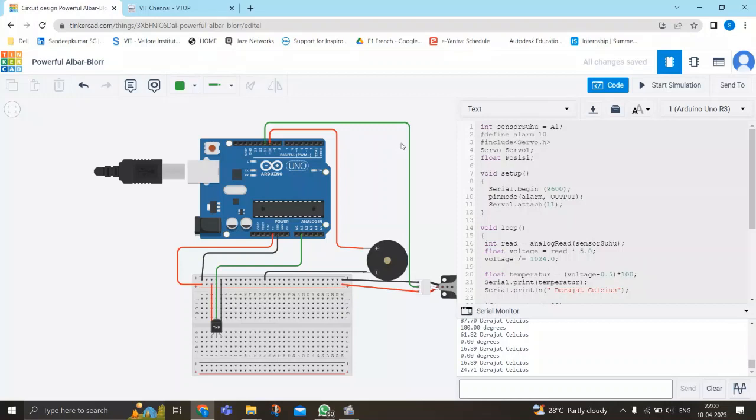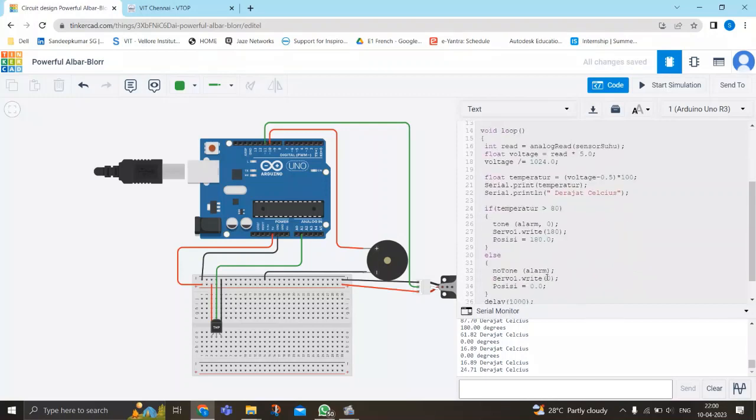Now let's see the model and the simulation. This is the circuit in Tinkercad of our project. Here we define the alarm buzzer and servo motor. Int read is to get the input from the temperature sensor. Serial.print is to print the values from the sensor in the serial monitor.